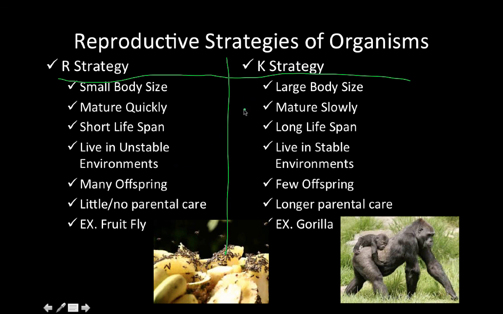The other way to look at this is the K strategist. The K strategist has a large body size, it's going to mature slowly, have a long lifespan, live in very stable environments, has few offspring, and longer parental care. So you can see our fruit flies over here have one way to go about surviving and reproducing, and over here we have a totally different way, and usually larger mammals end up like this, like elephants, humans, and primates are going to fit into this category. So these gorillas have one baby gorilla and take care of it until it's big, and it takes a long time to be mature. So two ways to go about reproducing.